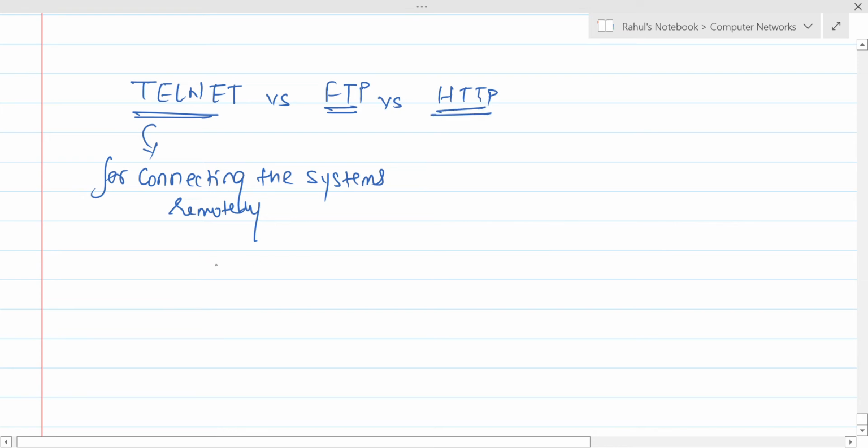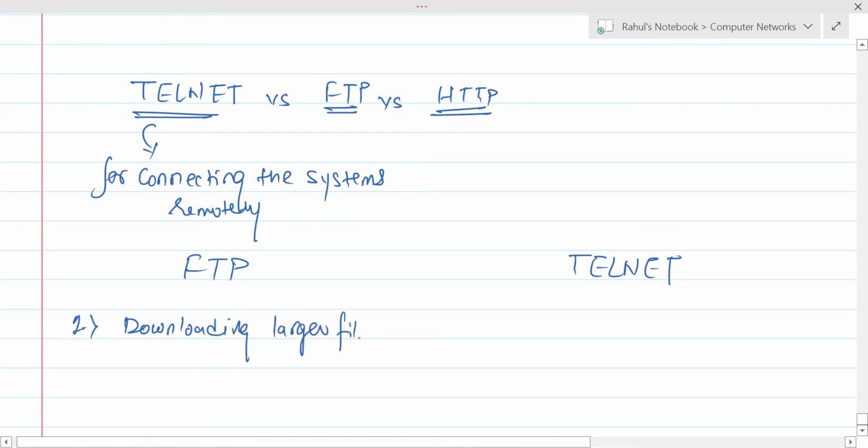So let's differentiate them. Let me put FTP here and let me put Telnet here. Now if I talk about FTP, it is normally used for downloading large files. And if I talk about Telnet, it is used for connecting the system remotely.